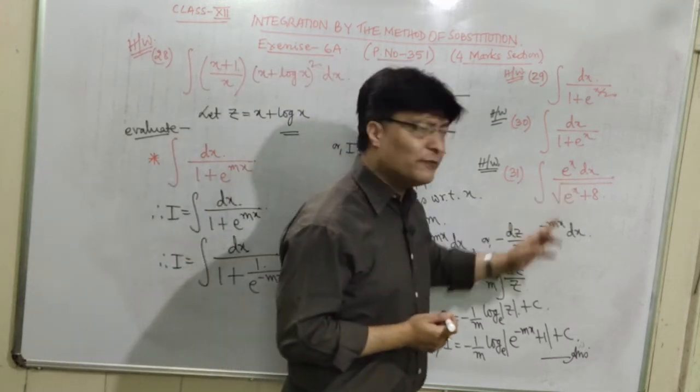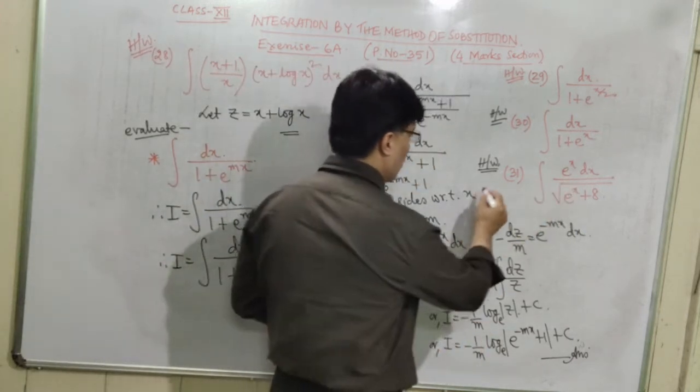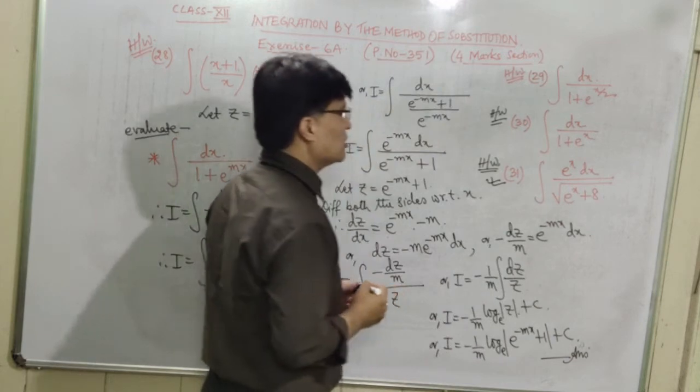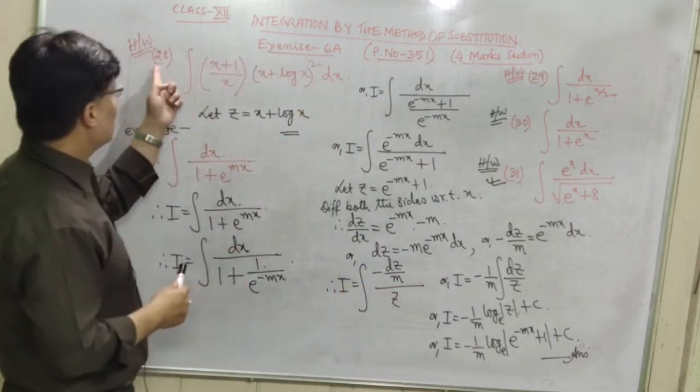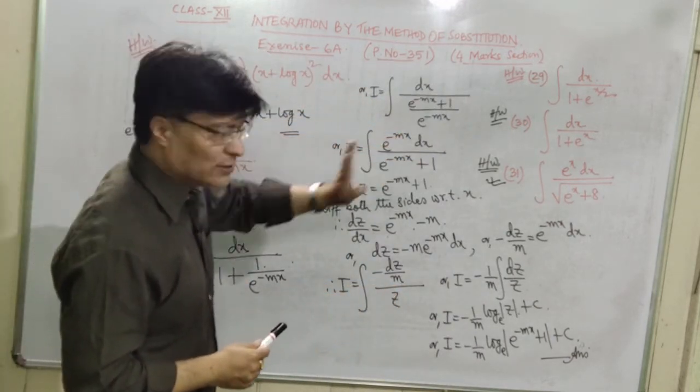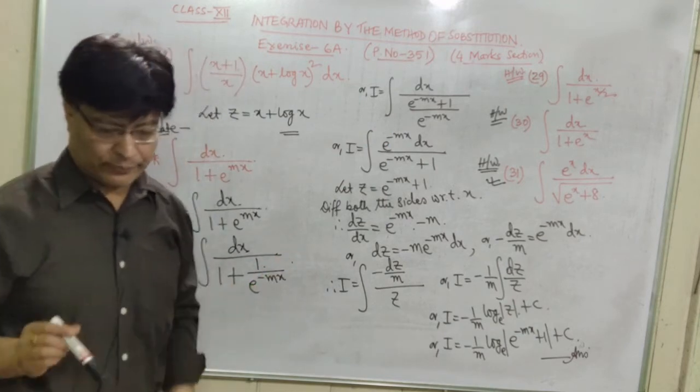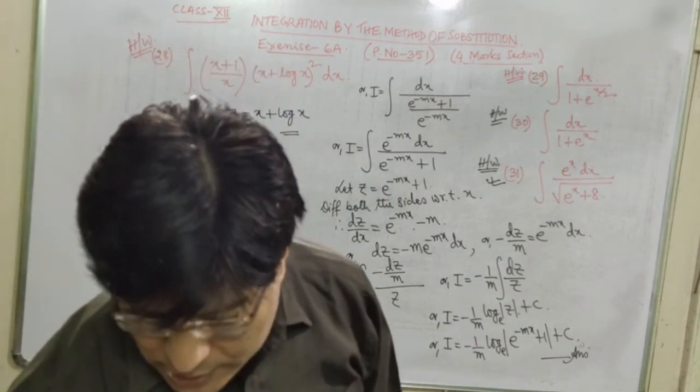So this is the method of substitution. You can do it at home. This is also your homework. So 28, 29, 30 and 31 will be your homework. Now let's do the next question.